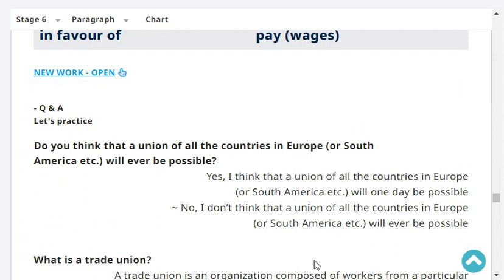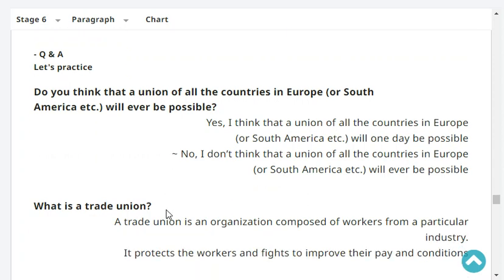Do you think that a union of all the countries in Europe will ever be possible? Yes or no? No, I don't think that a union of all the countries in Europe will ever be possible.